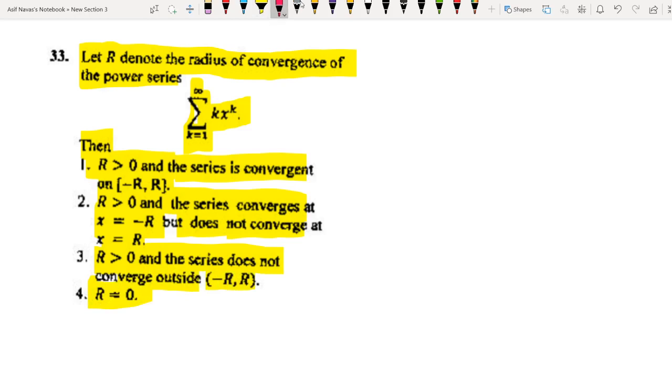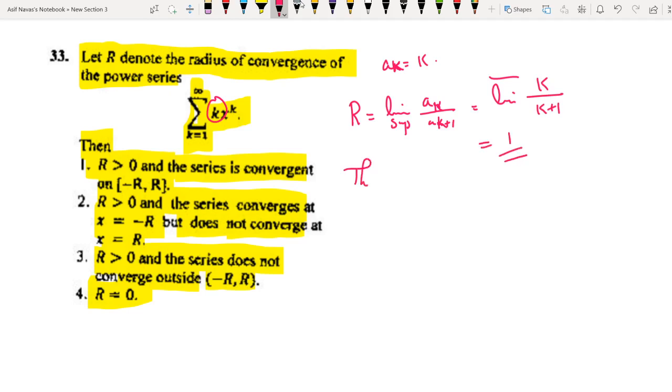Now first we will find what is the radius of convergence. So radius of convergence is limit supremum of a_n divided by a_(n+1). Here, what is a_n? a_k is equal to k, so I am rewriting it as k. Then this is equal to limit supremum of k by (k plus 1). So what is this limit? This is equal to 1. Therefore, the series converges when mod x less than 1. That means it is always convergent on (-1, 1). This is for sure, but what we don't know is whether it is convergent at 1 or minus 1.